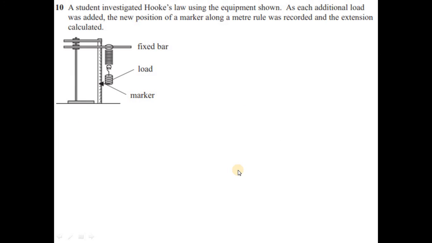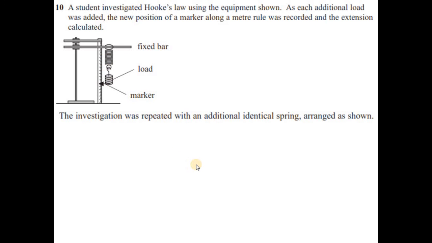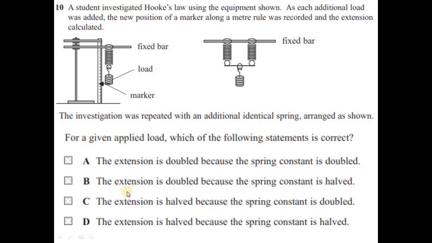Question number 10. A student investigated Hooke's law using the equipment shown. As each additional load was added, the new position of a marker along a meter rule was recorded and the extension calculated. So the extension is being recorded, with weight hanging. The investigation was repeated with an additional identical spring arranged as shown. So now we are using two identical springs in parallel. For a given applied load, which of the following statements is correct?